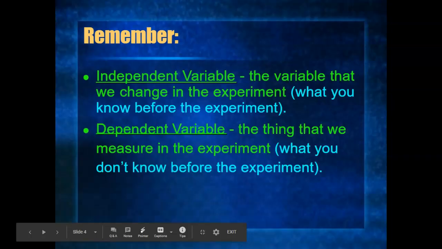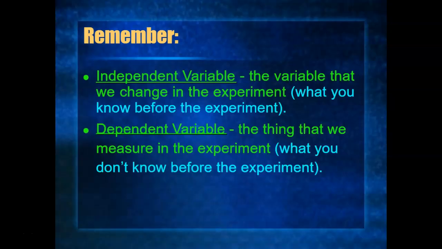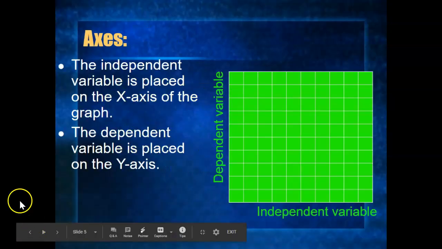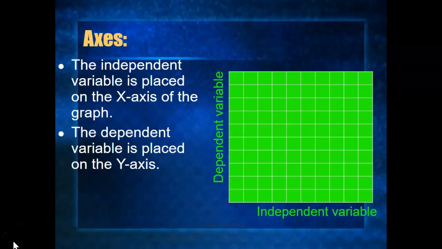Your dependent variable is the thing that we measure in the experiment, what you don't know before the experiment. So your dependent variable in the case of the plants: the one in front of the window grew on average 1 inch a day. The one farther away from the window on average grew half an inch a day. So you would be able to measure or collect data on that. The independent variable is placed on the x-axis of the graph. The dependent variable is placed on the y-axis of the graph.